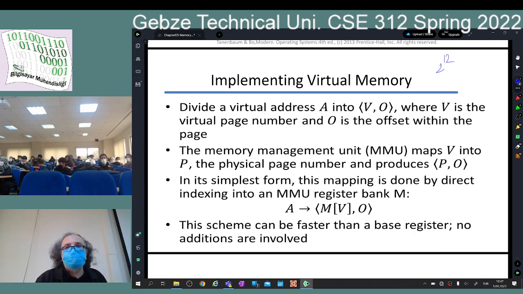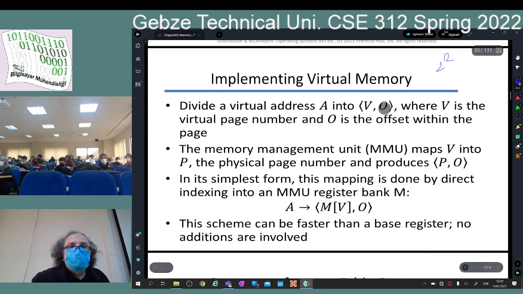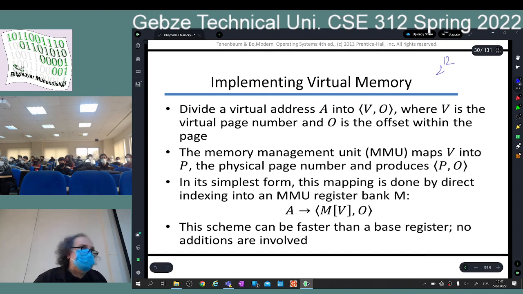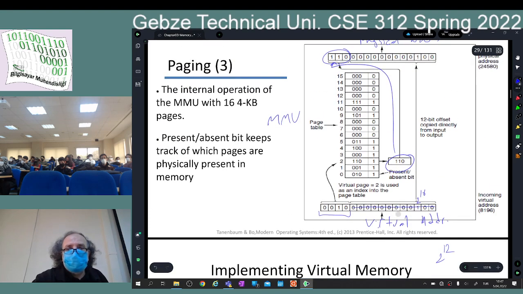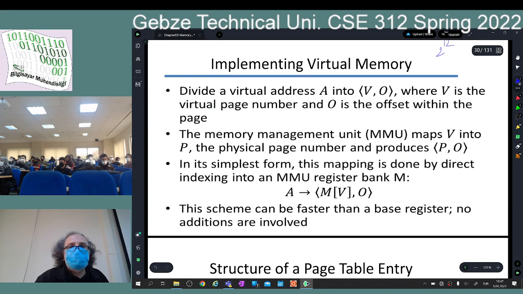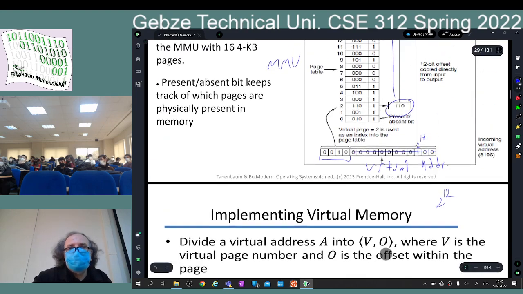Each of your pages is 2 to the power 12 bytes. This O will have 12 bits in it, because this O will be used for offsetting. I will transfer this O directly from this location to that location. V is my virtual page number. V says that this address is in this virtual page. So that's automatic. That's very nice.